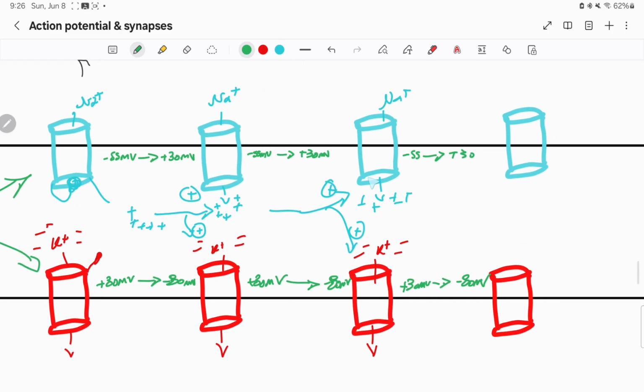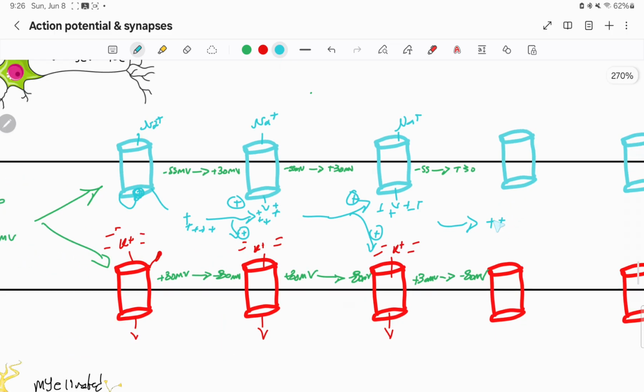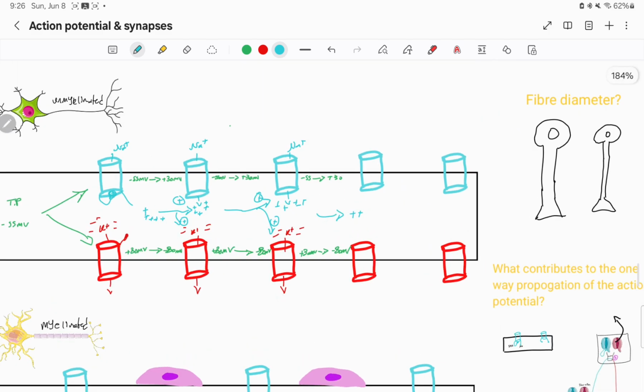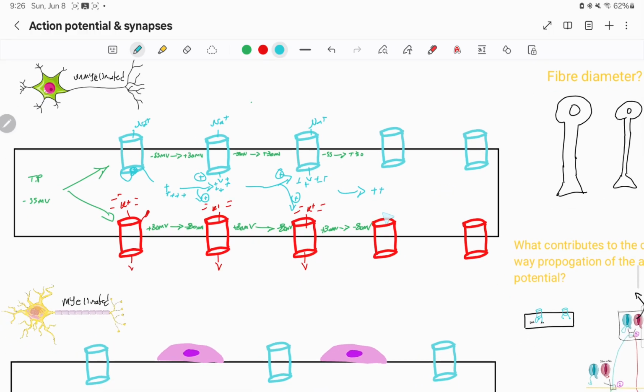Again, those positive charges, they wouldn't have just stayed there. Once they came in, they would have started to move along the membrane, and they would have done the same thing. I'm not going to finish the rest of this because it's the exact same scenario. Now, here is the big question that I think everybody needs to understand.